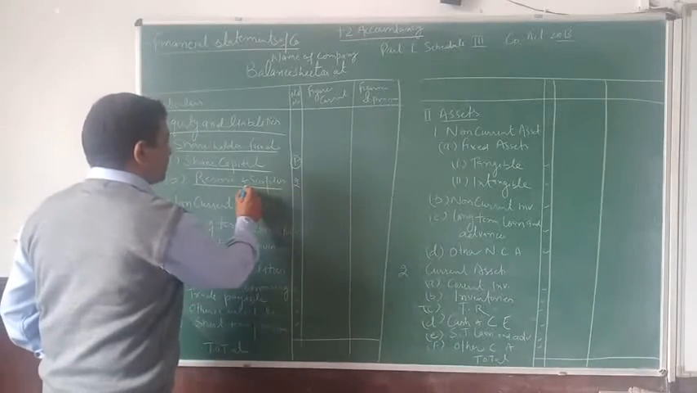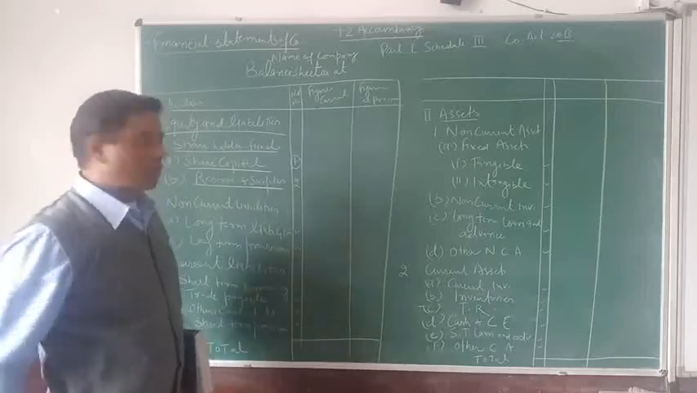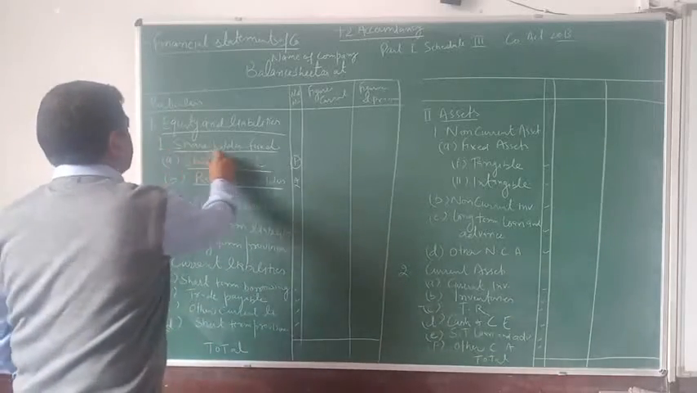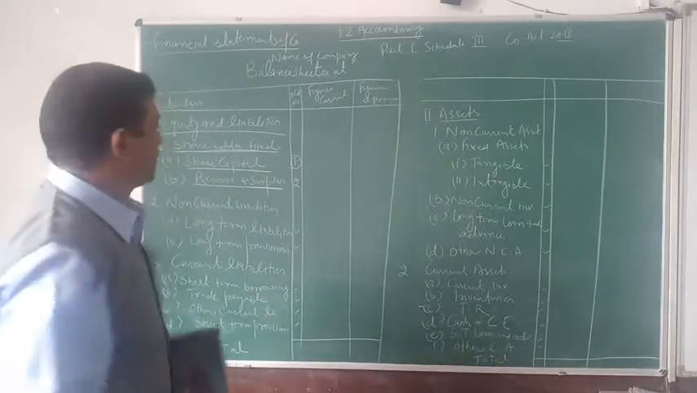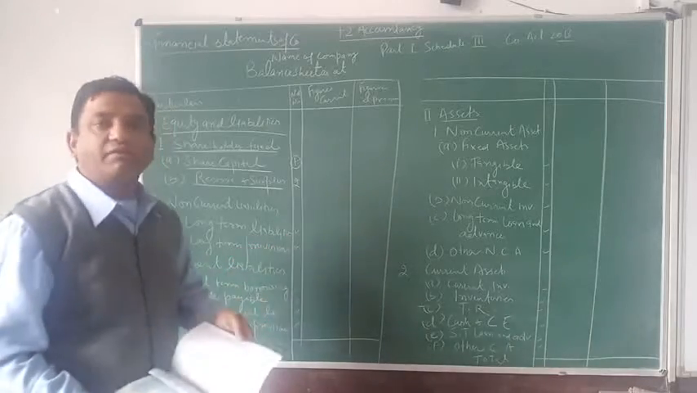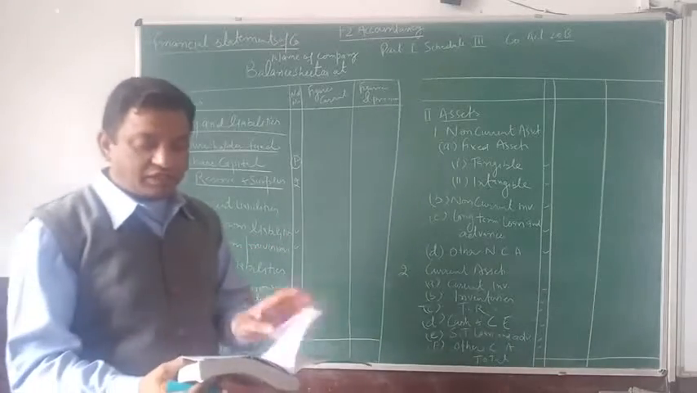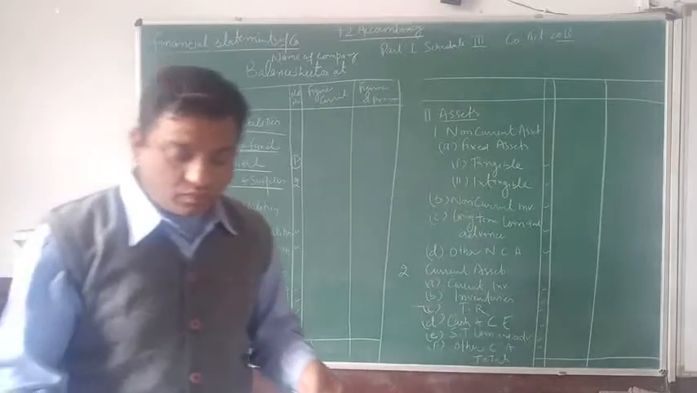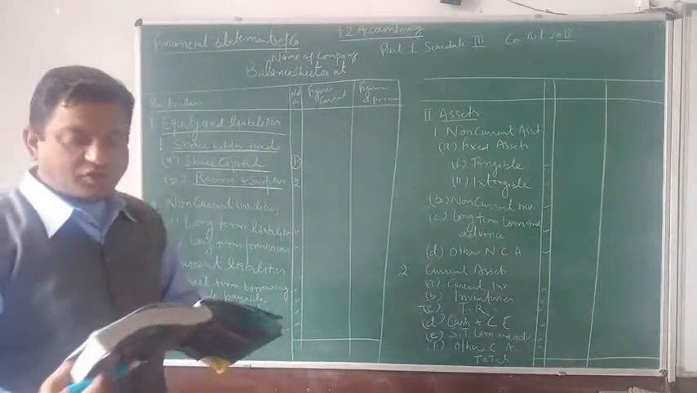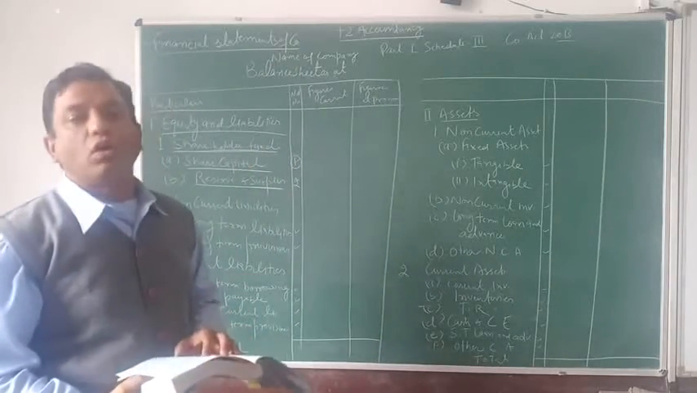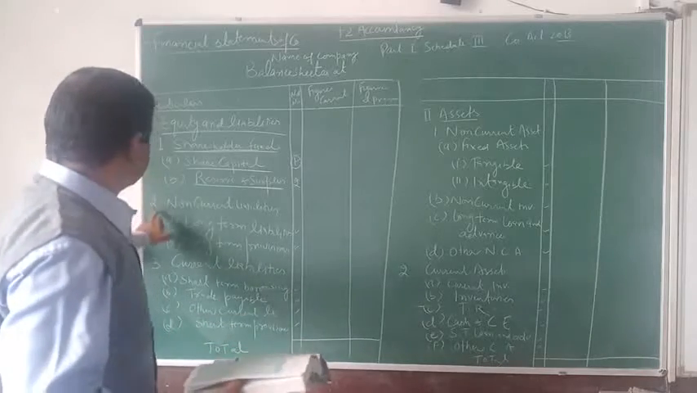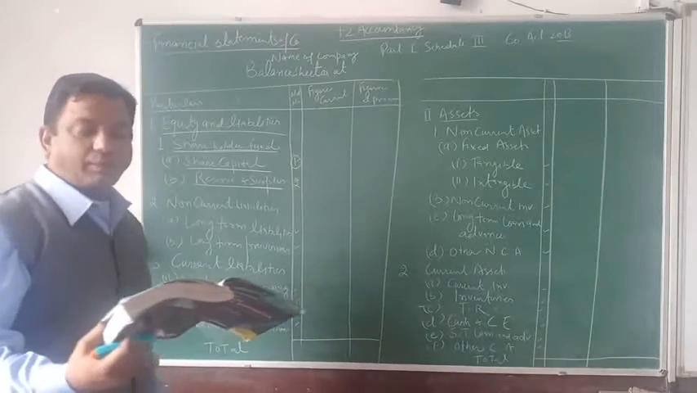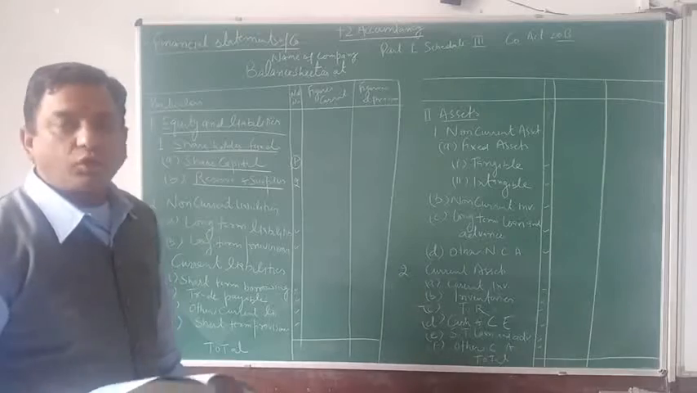All the reserves and all the funds will come in this. This is the first head, that is shareholders' funds. It may have two more items, but we need not study them, like money received against share warrants. You need not do that. And after that, the second item in the balance sheet may be share application money pending allotment. You need not do that.